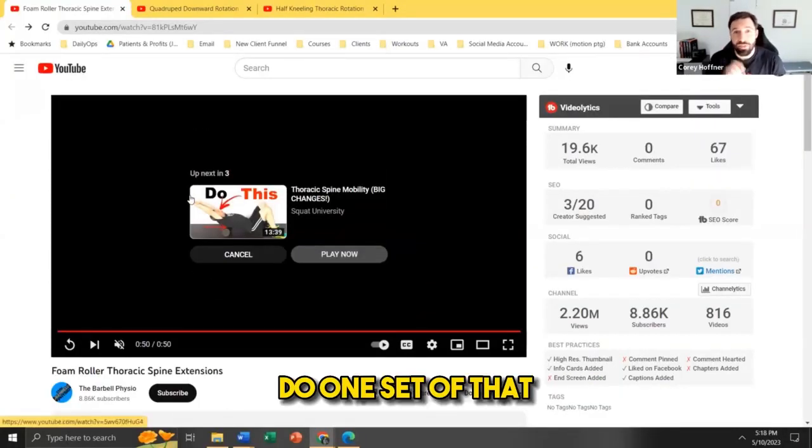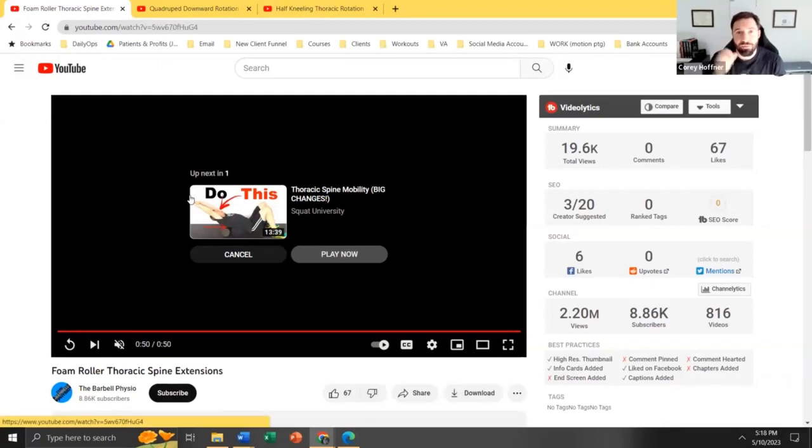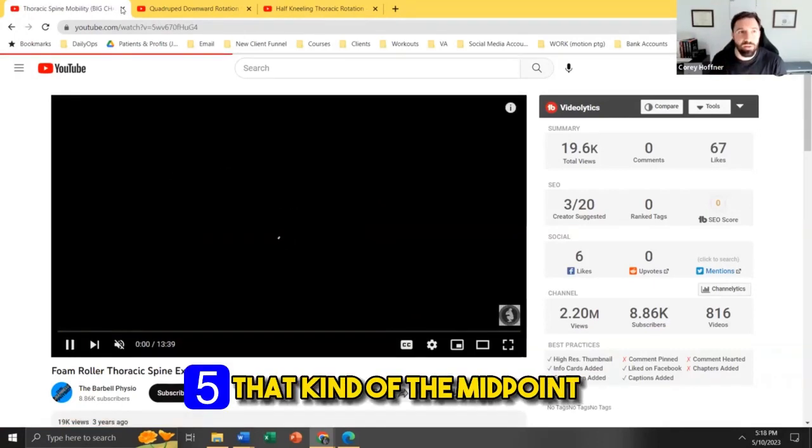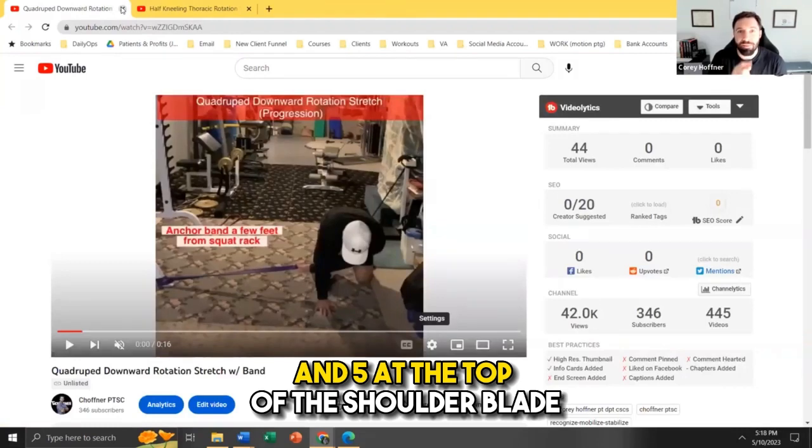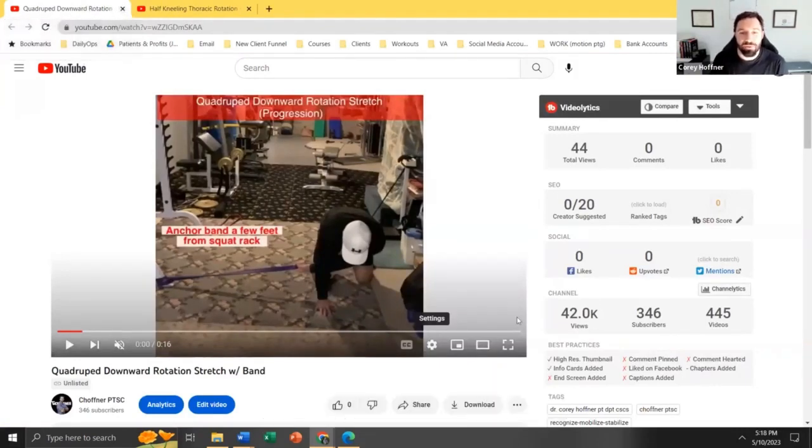All right. So again, do one set of that, 15 repetitions, 5 with it at the bottom of the shoulder blade, 5 at the midpoint, and 5 at the top of the shoulder blade. All right. Then we're going to bounce to our next one.